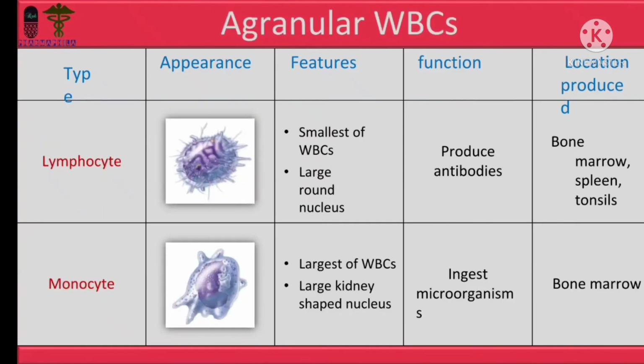What are the agranular WBCs? Agranular WBCs are lymphocytes and monocytes. Features: the smallest of the WBCs is the lymphocyte, with a large round nucleus. It produces the antibodies. Additionally, with the bone marrow, its location of production is the spleen, and also the tonsils. Monocytes are the largest WBC, and the smallest WBC is what? Lymphocyte, and the largest WBC is the monocyte, with a large kidney-shaped nucleus. Here you can see the purple colored structure, the kidney-shaped nucleus.